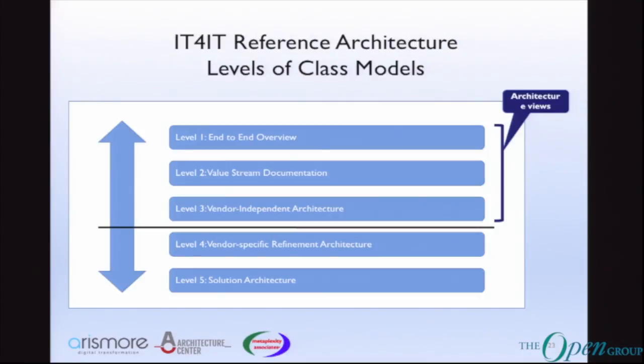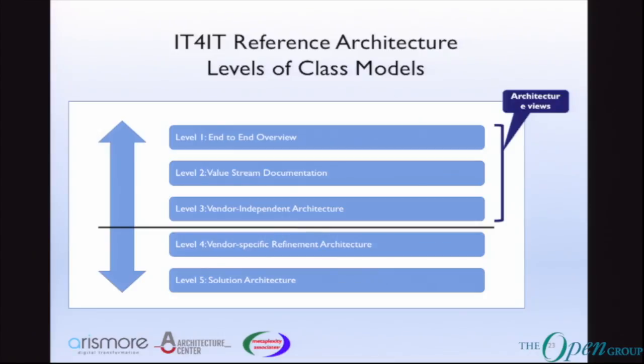On the other hand, in IT4IT, we speak about levels of class model. So we have three levels of class model that are part of the IT4IT standard, I would say the normative part. And we have two other levels, 4 and 5, which are specific to the vendor and the tool vendor. So in the first three levels, level 1, level 2 and level 3, for TOGAF people that manipulate the concept of views, it's just views describing different architecture. So we have three levels of architecture that are defined.